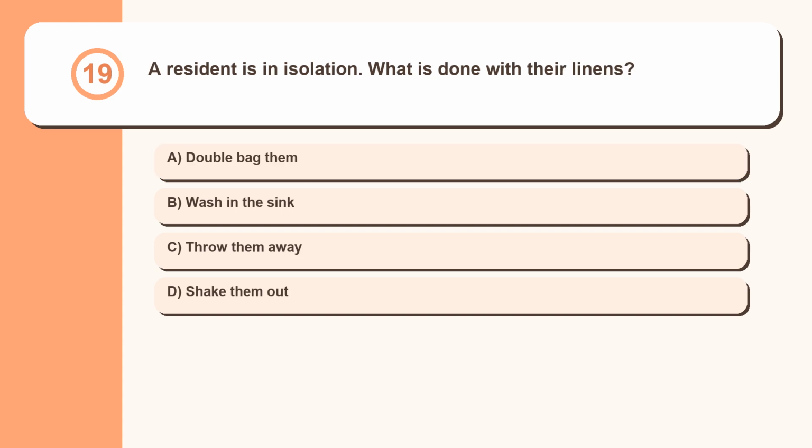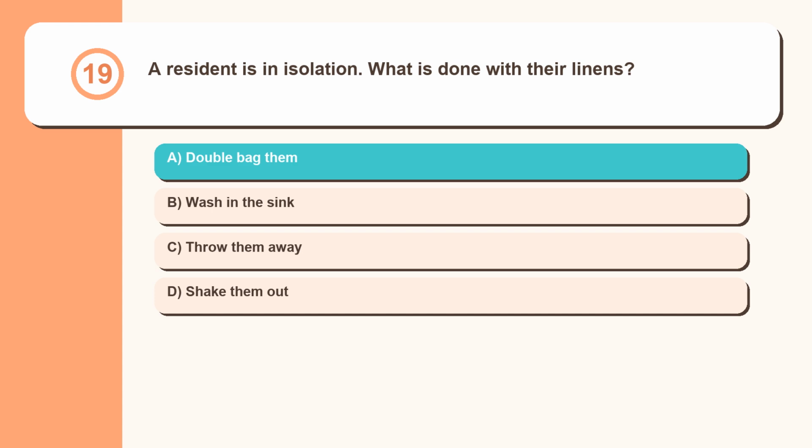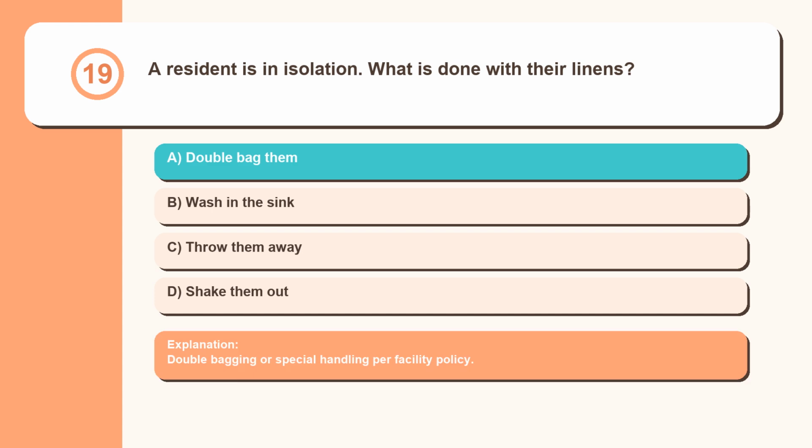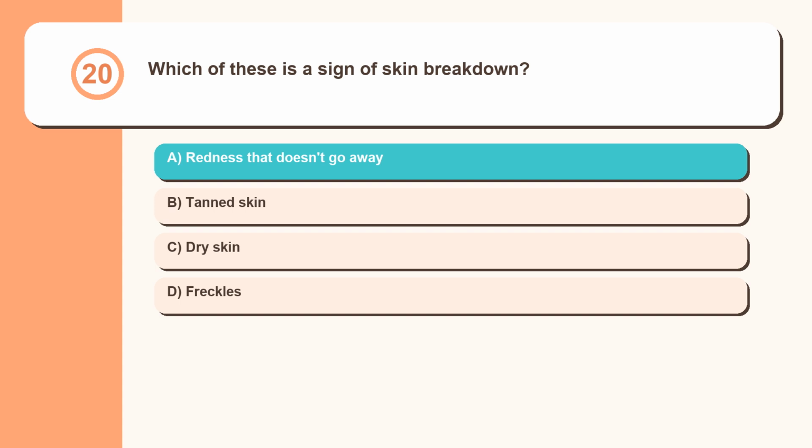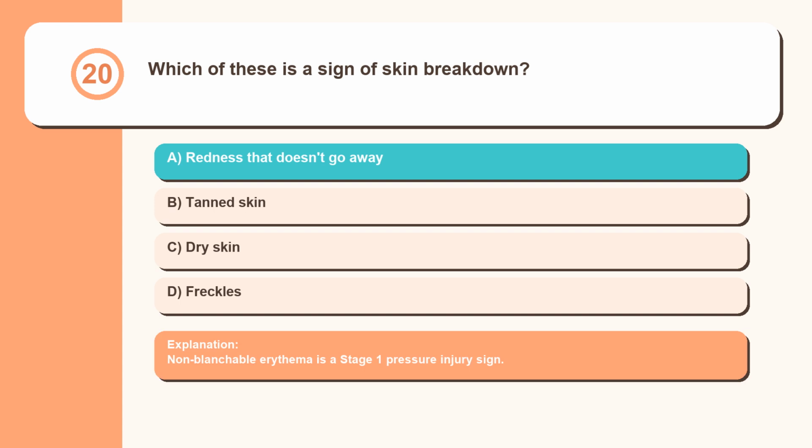Question 19. A resident is in isolation. What is done with their linens? Double bag them. Wash in the sink. Throw them away. Shake them out. Double bagging or special handling per facility policy. Question 20. Which of these is a sign of skin breakdown? Redness that doesn't go away. Tan skin. Dry skin. Freckles. Non-blanchable erythema is a stage 1 pressure injury sign.